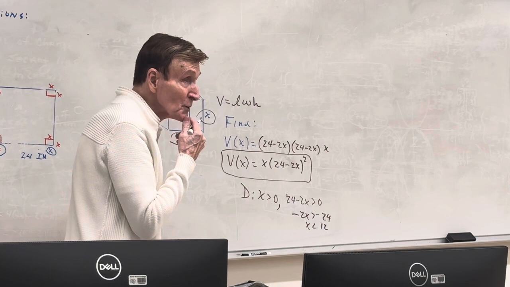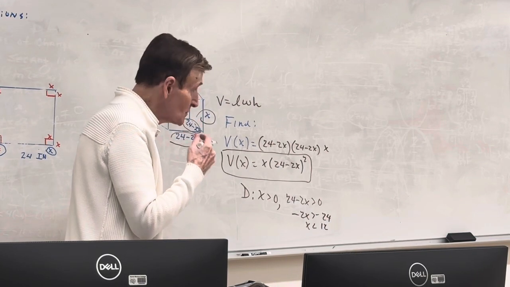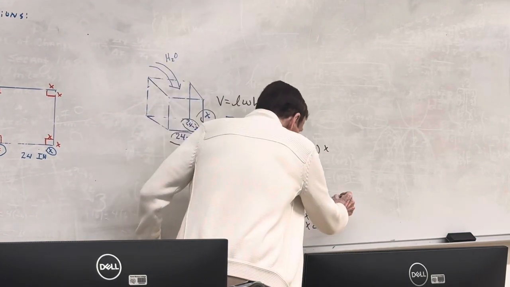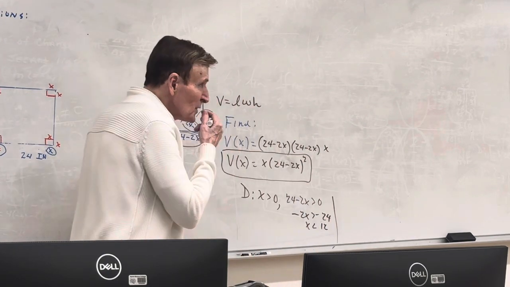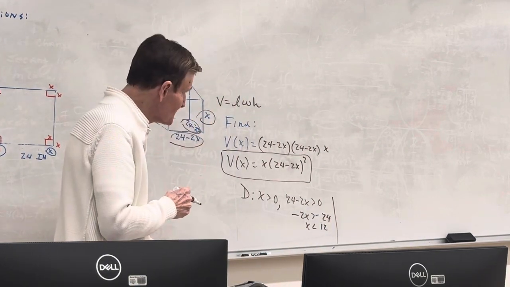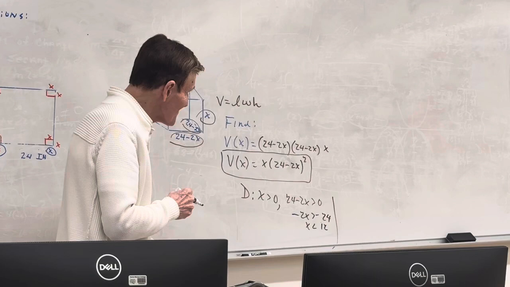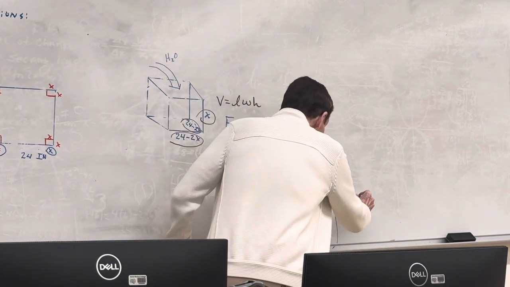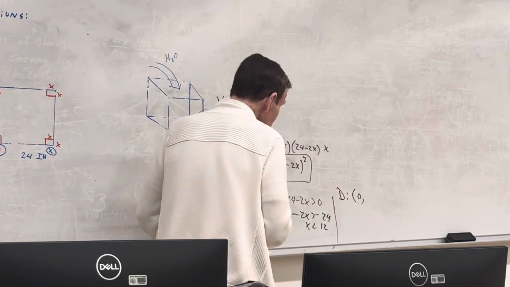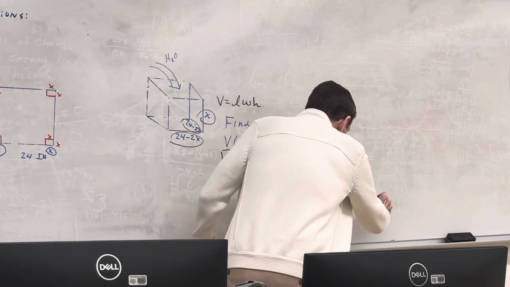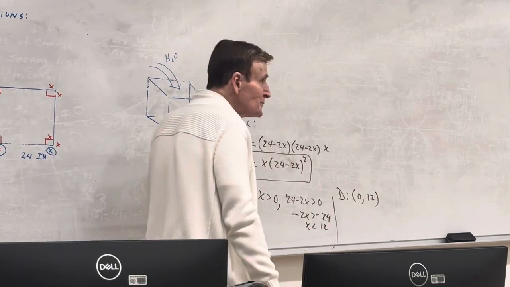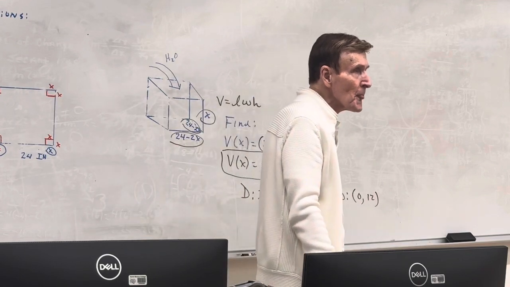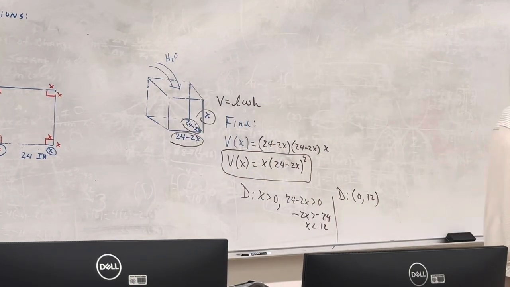Now, what's my final domain? Let's put it in interval notation. Based on what you see, what would you write in interval notation for your domain? 0 to... Okay, 0 included or not? No. Open, 0 up to 12. May I use 12? No. That's your domain. From 0 up to 12, not including 0 or 12.